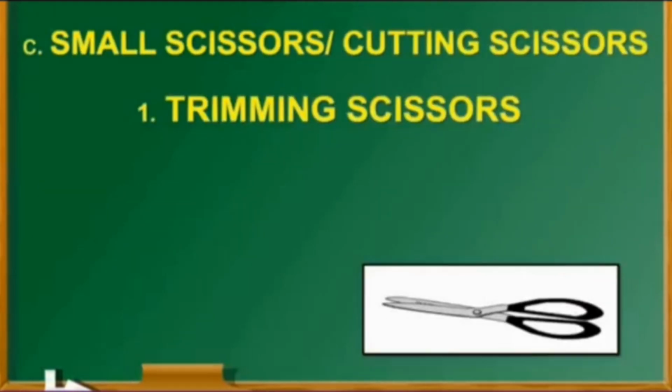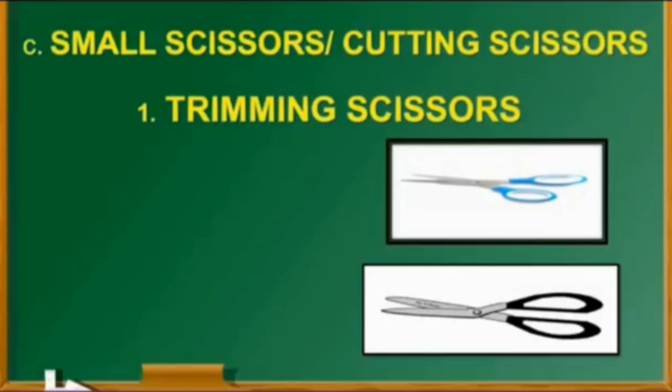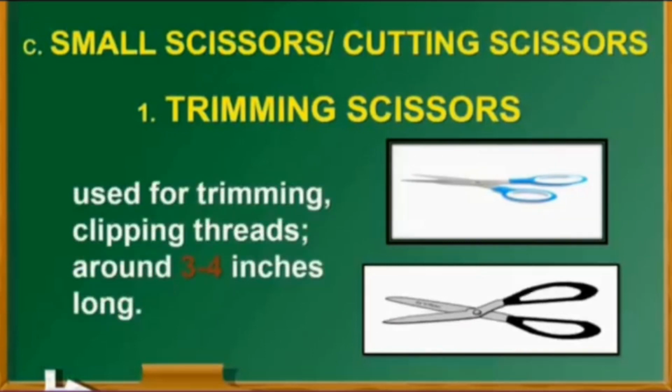Next are small scissors or cutting scissors, an example of which is the trimming scissors. These are used for trimming, clipping threads, and are around 3 to 4 inches in length.